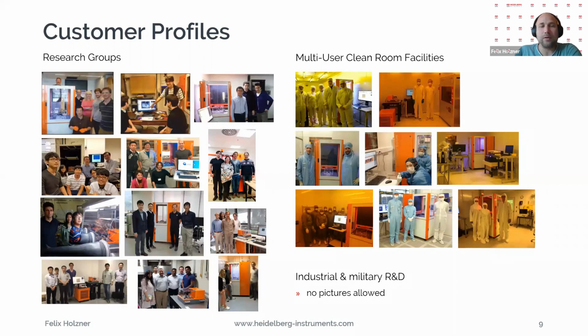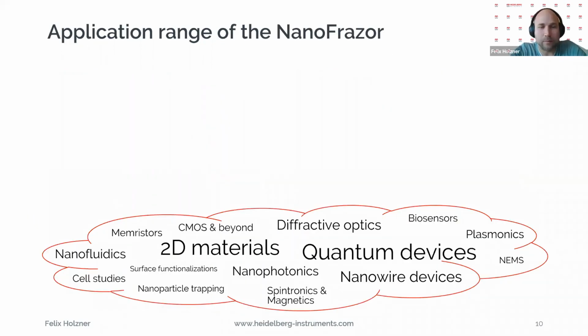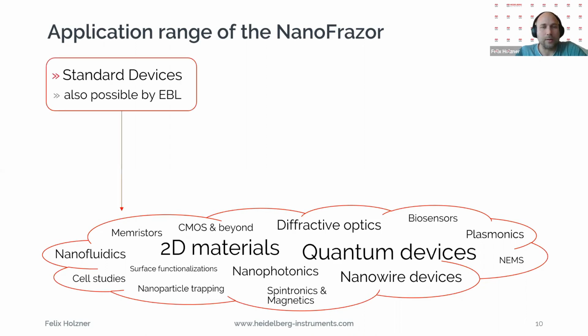What people use the NanoFrazor for is also very diverse. I put this cloud here with a few keywords on topics people use the NanoFrazor for. In general, you can use a NanoFrazor wherever you need artificially made nanostructures on a surface. We divide our customers' applications into two fields. One is what we call standard devices. Those are devices you could also make with normal e-beam lithography. But not everyone has access to an expensive e-beam lithography system, or the systems are heavily occupied, or for some applications the NanoFrazor is much more convenient and easy to use. That is what we call standard devices.